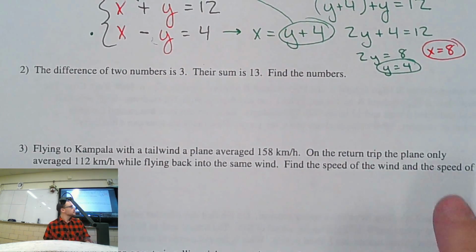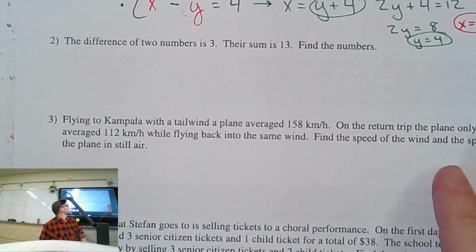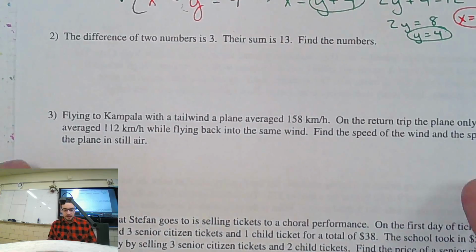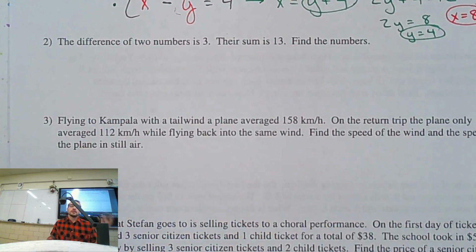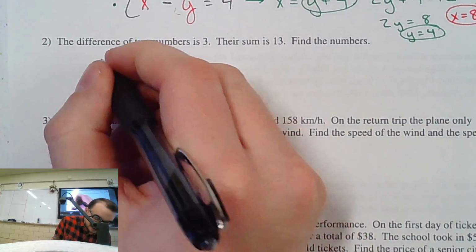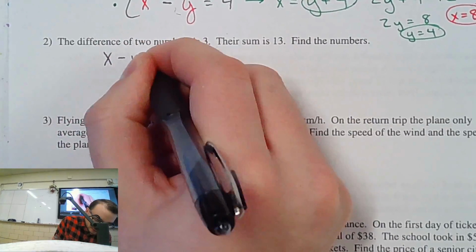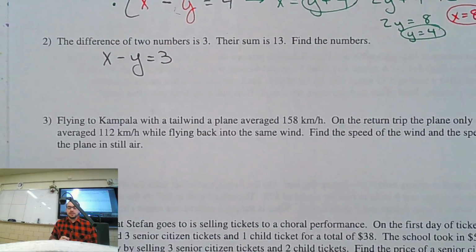All right, number 2. That is unfortunate. The difference of two numbers is 3. So the two numbers are the things we don't know, right? So we've got x and y, and the difference between them is 3. So we write it like that. Their sum is 13.